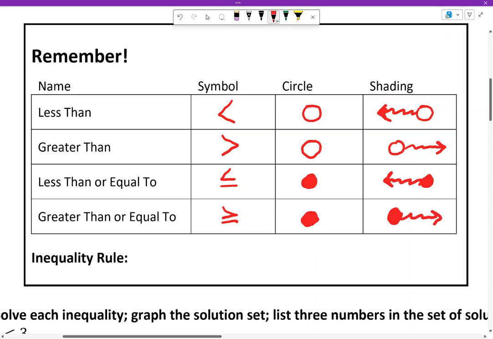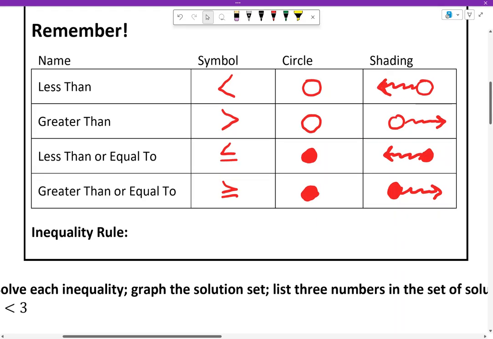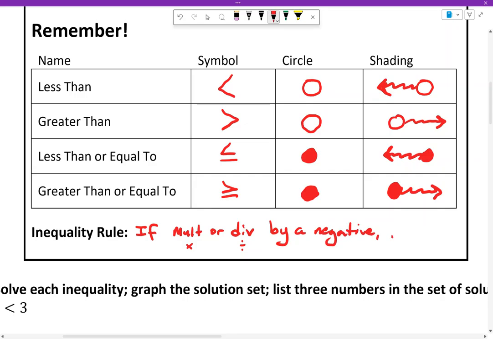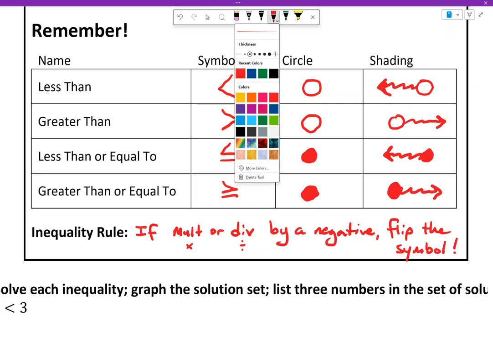Now there's also a rule for inequalities when you're solving: if you multiply or divide by a negative on both sides, we flip the symbol. Very important.